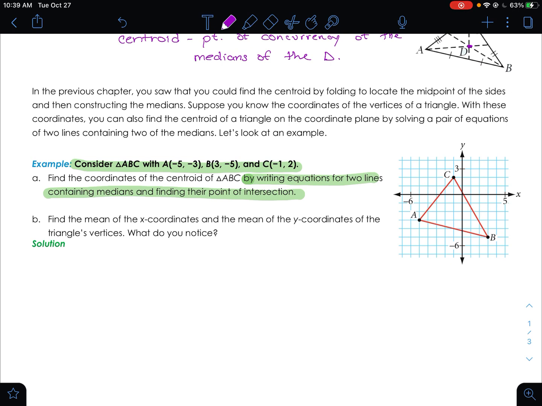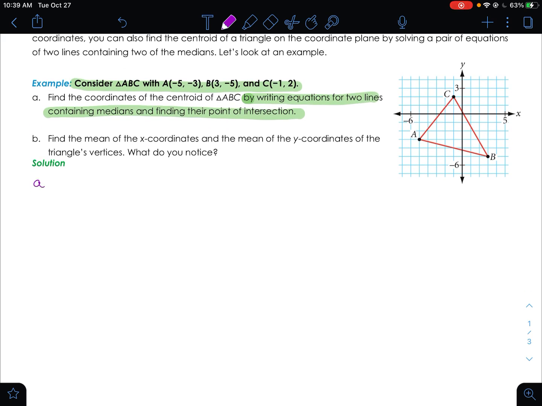So first of all, if we want to write the equations of two lines containing medians, then we need to find the midpoint of two sides. So remember, to find the midpoint of two sides, we're going to use the midpoint formula, which if you remember from previous chapters was x1 plus x2 divided by 2, y1 plus y2 divided by 2. And so let's first find the midpoint of AB. Okay, so midpoint of AB.